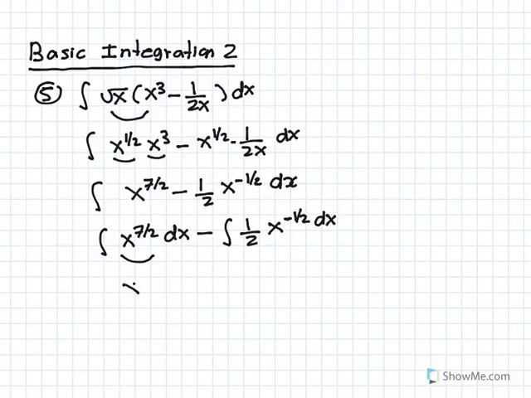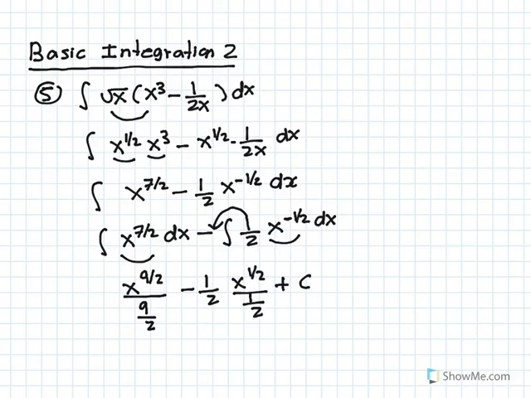Antiderivative of x to the 7/2, add 1 to the exponent, that's x to the 9 over 2, divide by 9 over 2. Bring the 1/2 out, minus 1/2 x to the negative 1/2, let's integrate that. That's going to be x to the 1/2 divided by 1/2 plus c. And the 1/2 cancels with 1/2. Let's flip the denominator and we'll get 2 over 9 x to the 9 over 2 minus x to the 1/2 plus c.